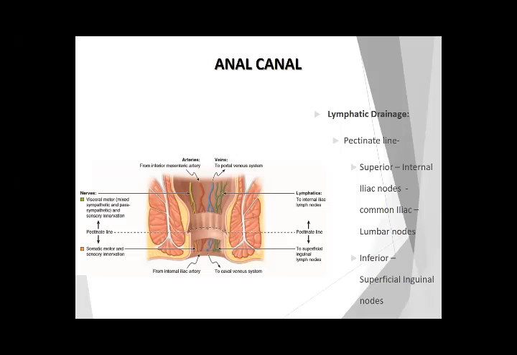Next, the lymphatic drainage. Follow this in green. The lymphatic drainage above the pectinate line goes into the internal iliac nodes. From the internal iliac nodes, it goes to common iliac and then into the lumbar nodes. Okay. I repeat once again, above the pectinate line, the lymphatic drainage goes into the internal iliac, from there into the common iliac, and ultimately into the lumbar nodes. Below the pectinate line, the lymphatic drainage goes to the superficial inguinal lymph nodes. Okay.